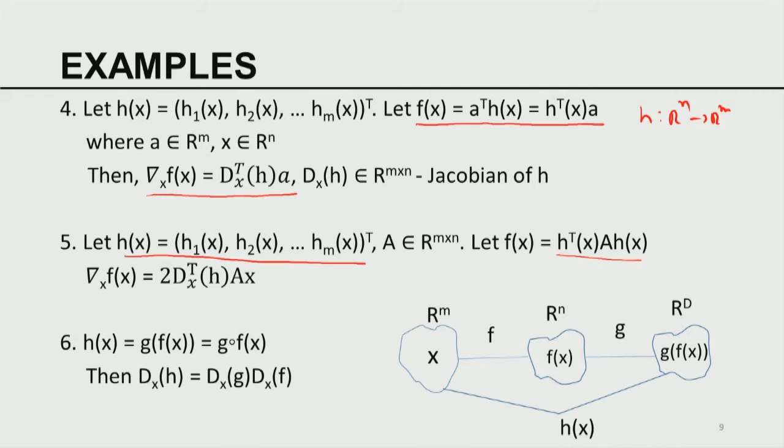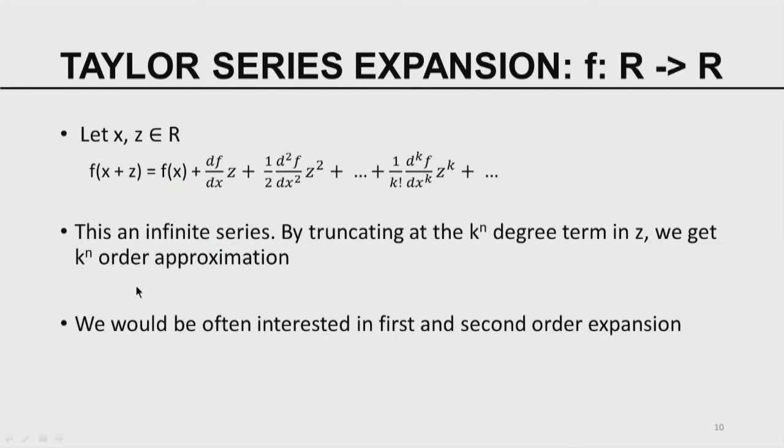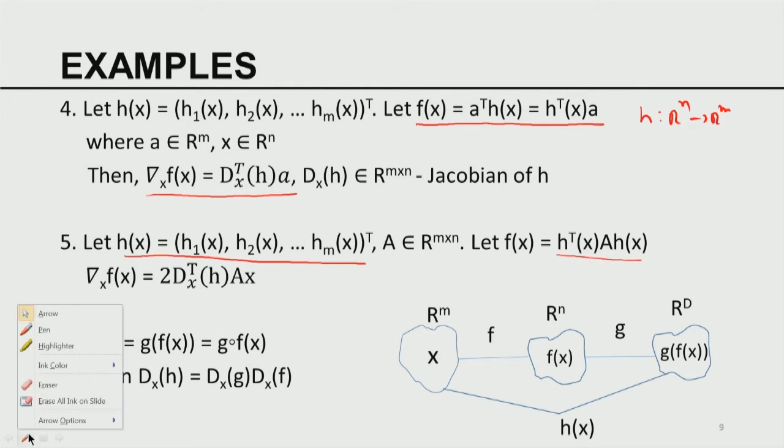So in this case, what is the formula for the gradient of f? The gradient of f is given by 2 times the transpose of the Jacobian of h at x, times a h(x).